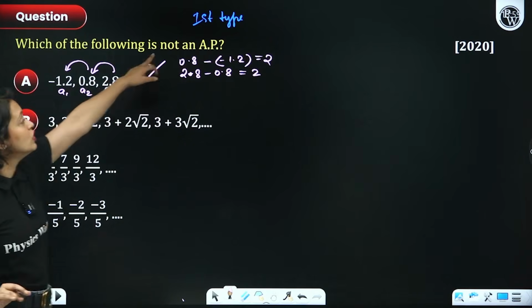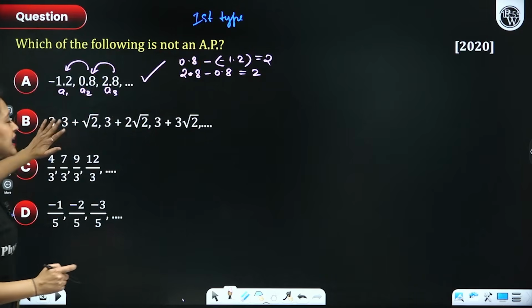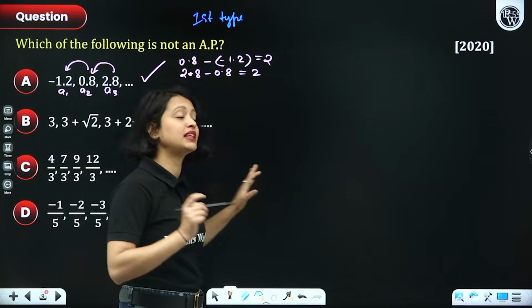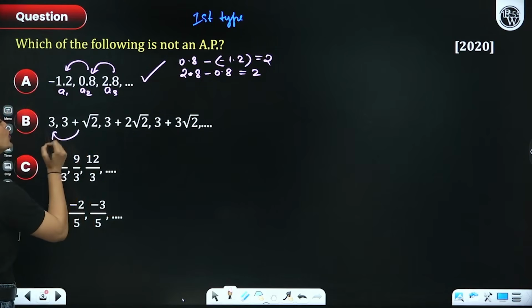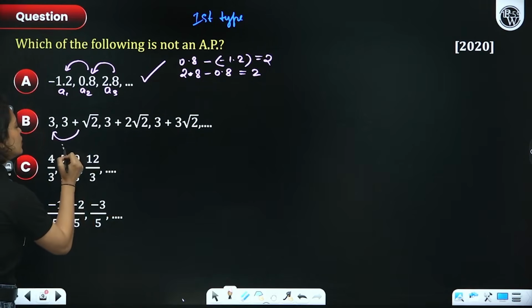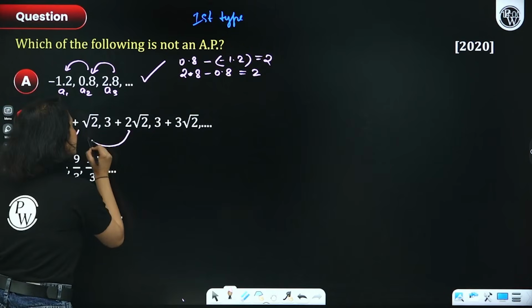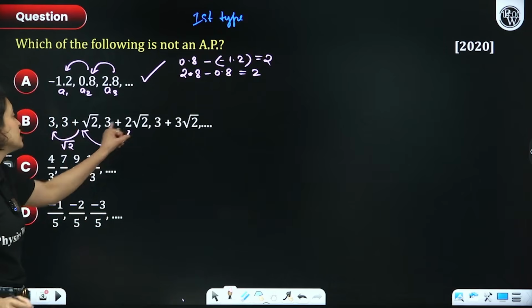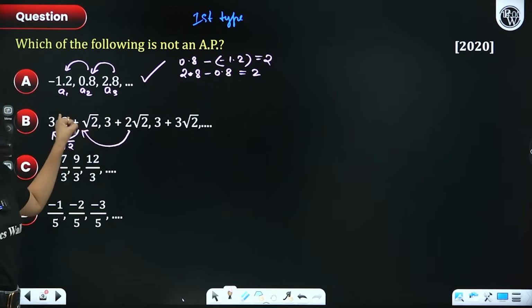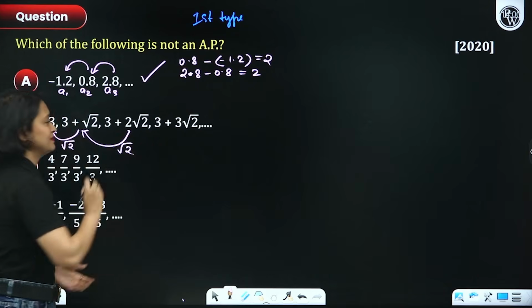Okay, we have to figure out which of the following is not an AP. So this is not our answer. Let's start with the second one here. Again, you will do the same thing. Let's do A2 minus A1 first. So 3 plus root 2 minus 3. What do you get, everyone? Root 2. Yes or no? Simple. Then let's do A3 minus A2. So 3 plus 2 root 2 minus 3 plus root 2. So once you do the calculation, you will get root 2 again.